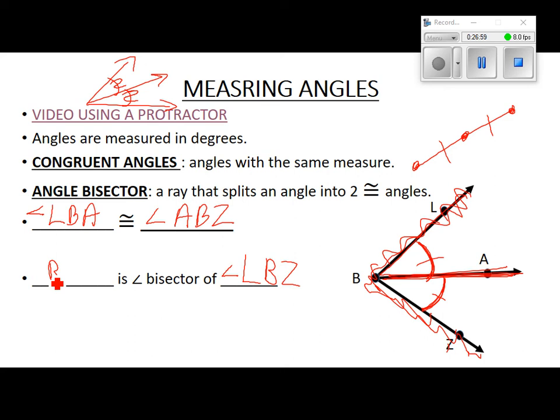Anytime an angle is being bisected, can it just be this point B? No. Can it just be that point A? No. It's got to be the whole ray. So where does the ray start? B, and where does it go through? A. So ray BA is the angle bisector of angle LBZ. What's another way to name angle LBZ? You could have named it backwards, ZBL.